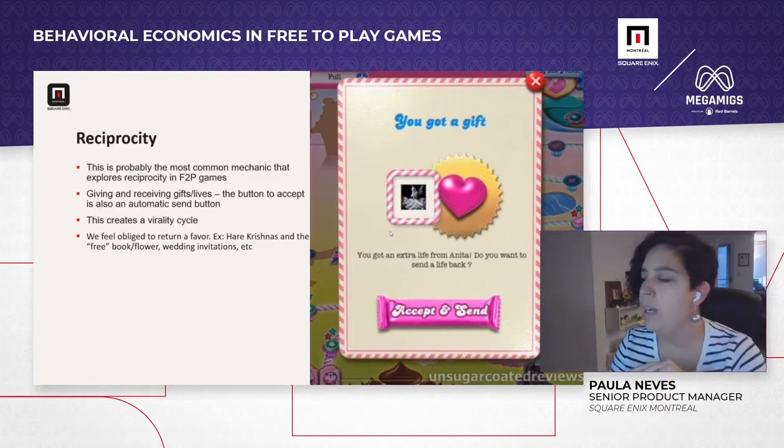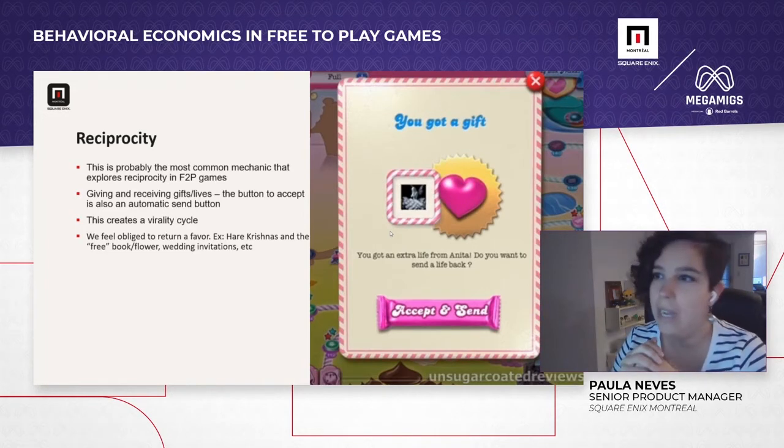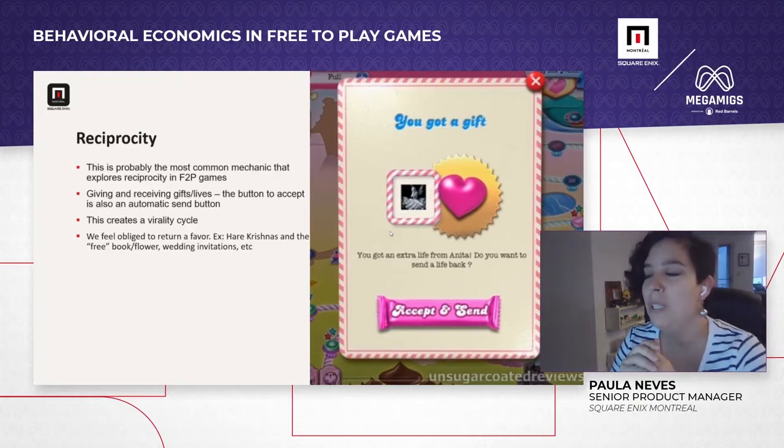To the point where some developers have chosen to put accept and send already in the same button, right? This creates a virality cycle. It used to create a bigger cycle before because Facebook made a big deal about this. Now Facebook is not putting so much into this anymore because they want to make more money out of their ads product. But this used to be very effective, and it's how a bunch of the initial companies grew, right?